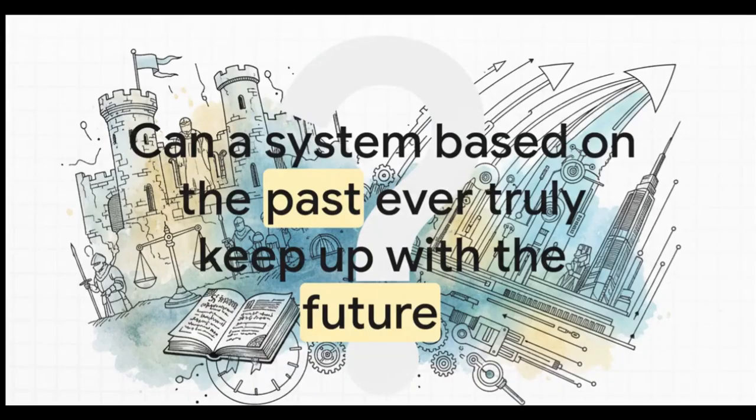And all of this leaves us with a final big question to think about. This whole system, born from a medieval king's desire for control, is fundamentally built on looking backwards. It creates stability and predictability, which is great. But in a world that's changing faster than ever, you have to wonder, can a system that's always looking in the rearview mirror ever really keep up with the future?